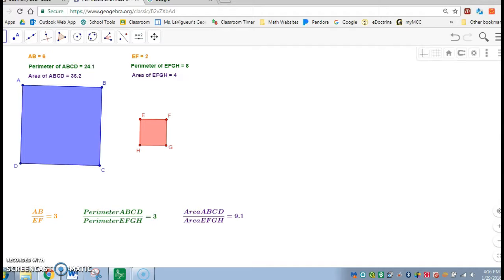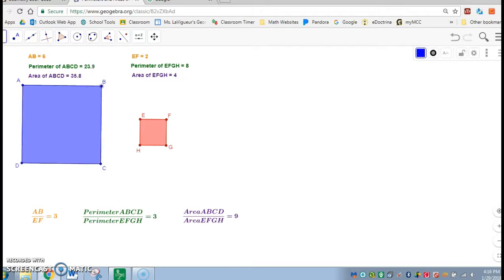Oh, I almost had it. Well, anyways, so if your scale factor is 3, the image's perimeter is 3 times bigger than the pre-image's perimeter. And the image's area is 3 squared times bigger.